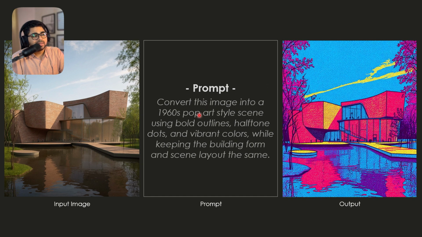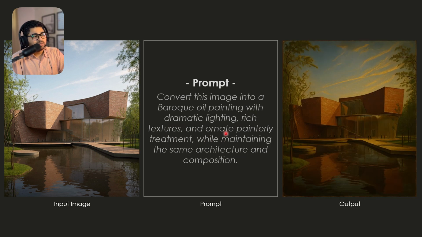Then I told it to make a 1960s pop art style scene using bold outlines, halftone dots, and vibrant colors. And then this, I told it to just make a Baroque oil painting. So these are some of the styles. Of course, there are a lot of styles that you can come up with.